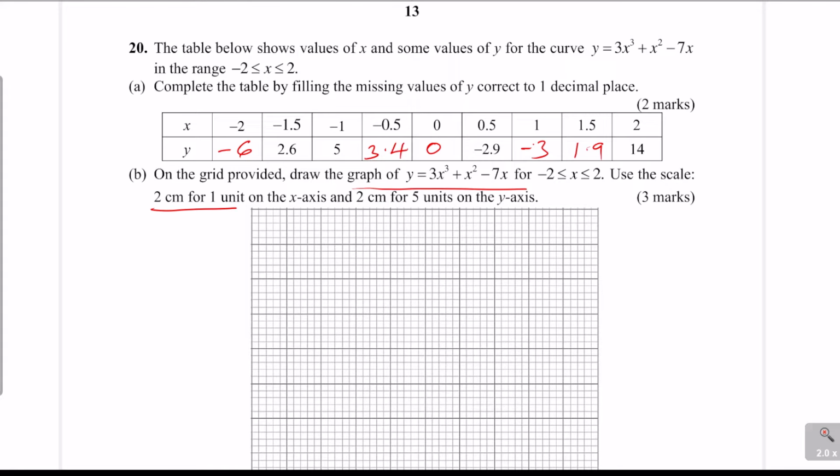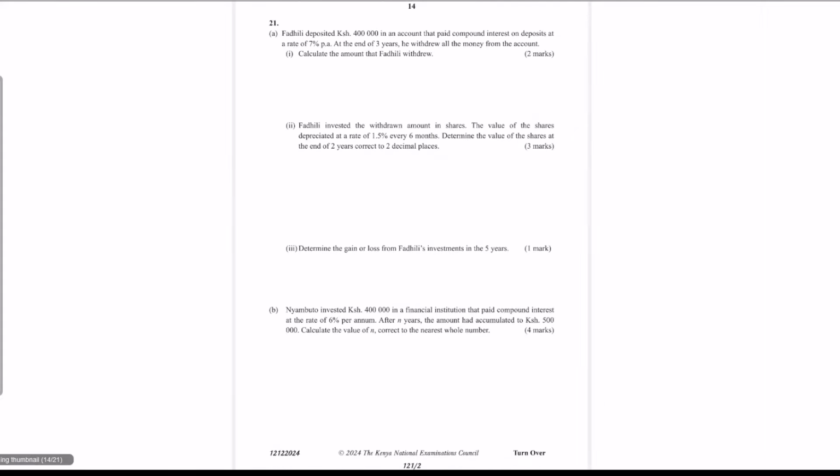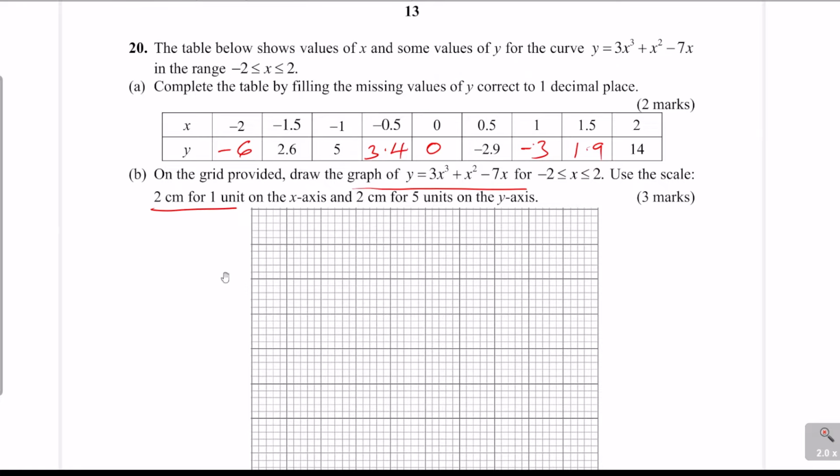So have a look at the values of x, the range, that is the smallest value and the largest value. Then look at the space that you have, the graph given, to know where you're going to draw the x-axis. So when I look at these values of x, the smallest is -2, then -1.5, and then for the y-axis, I can see the largest is 14, the smallest is -6. So for the y-axis, you need to be careful with that. It seems the largest values are there.